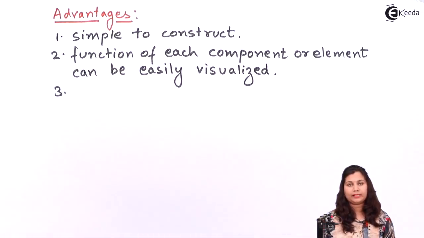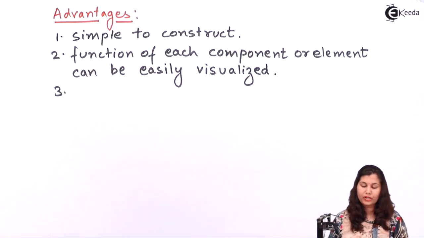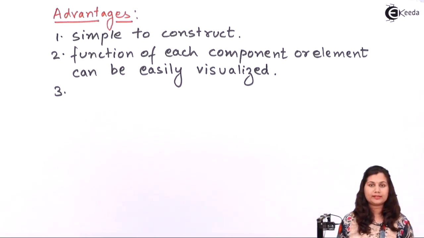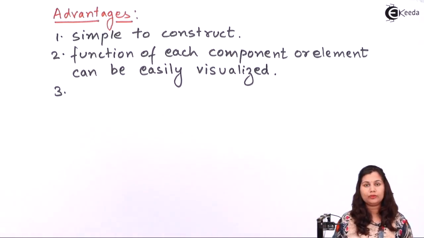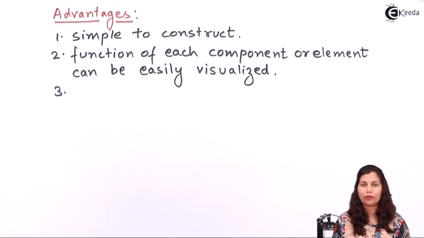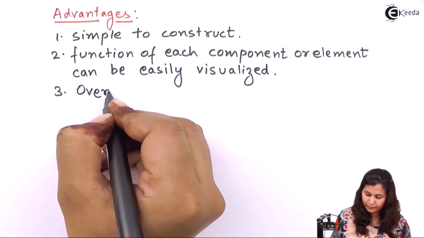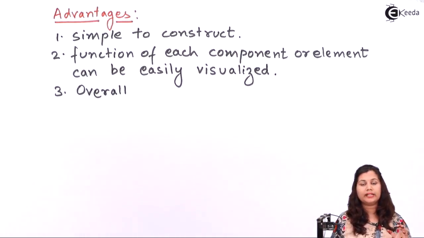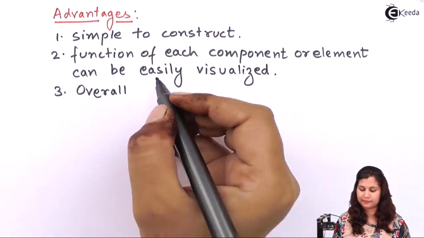The third advantage is that the overall transfer function of a control system can be easily calculated with the help of a block diagram, because the individual transfer function of each component is represented in the block diagram. So when we solve this block diagram, we can find out the overall transfer function of a system.